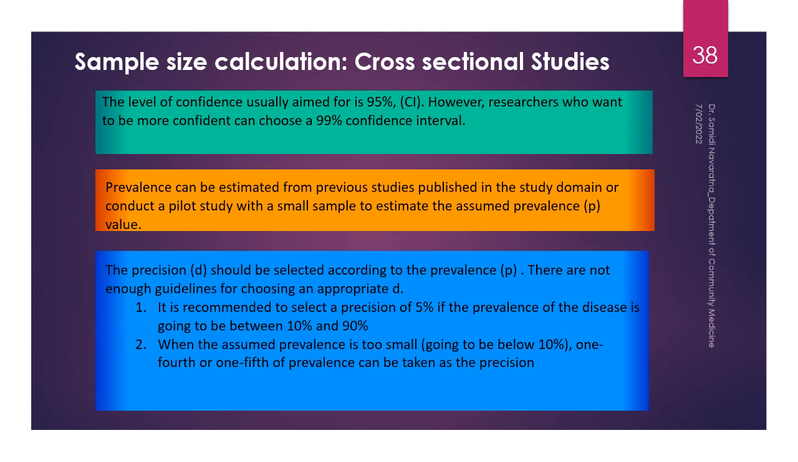Then the precision should be selected according to the prevalence, and we don't have enough guidelines on this, but some authors recommend selecting a precision of 5% if the prevalence of the disease is assumed to be between 10% and 90%. However, if the assumed prevalence is too small, that is, if it is less than 10%, then take 1/4 or 1/5 of the prevalence as the precision for these rare diseases.